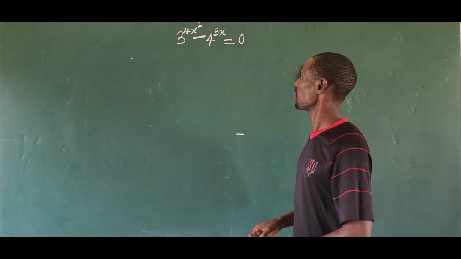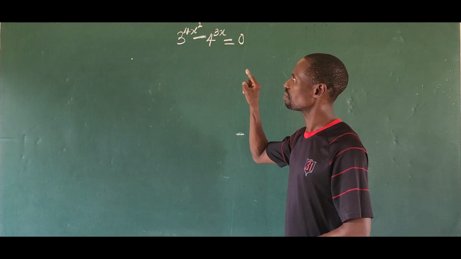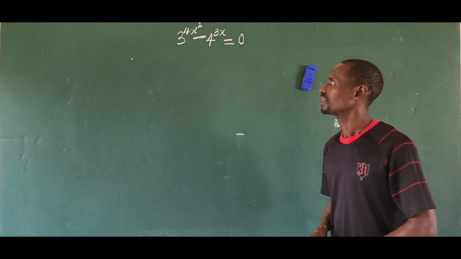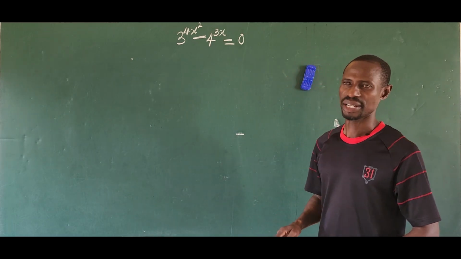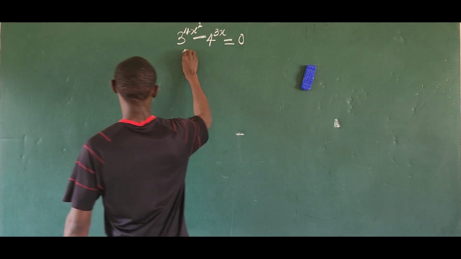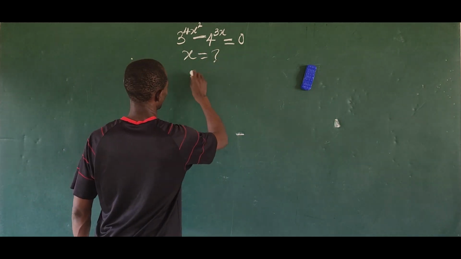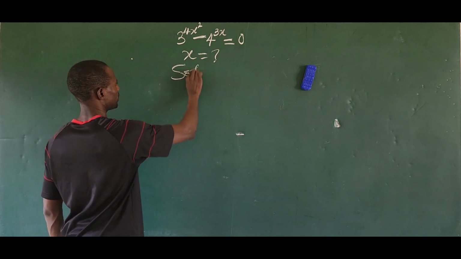We have 3 to the power of 4x² minus 4 to the power of 3x equal to 0. What is the value of x? Okay, I am asked to look for the value of x here. So here we take our solution.